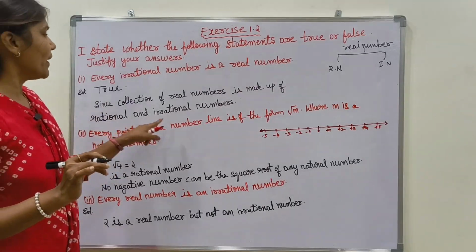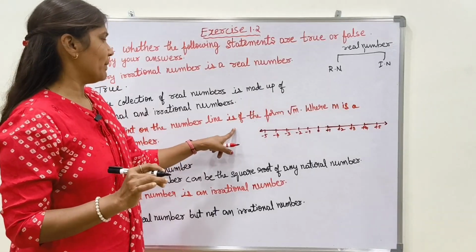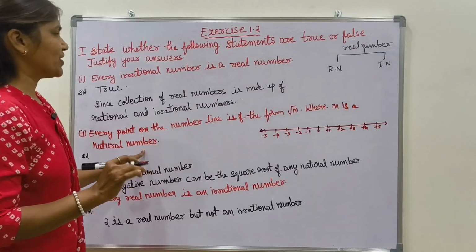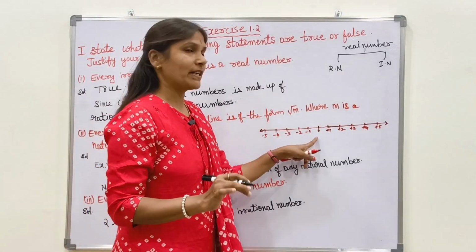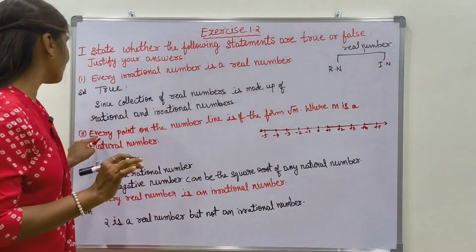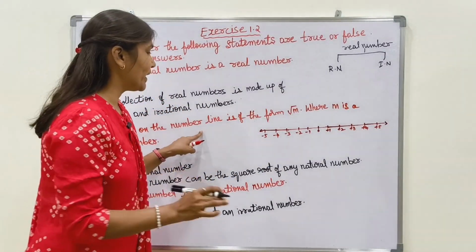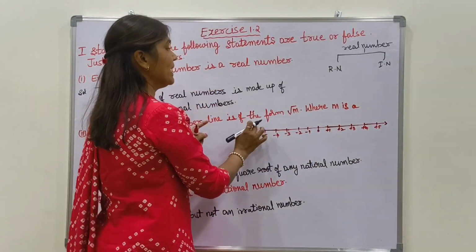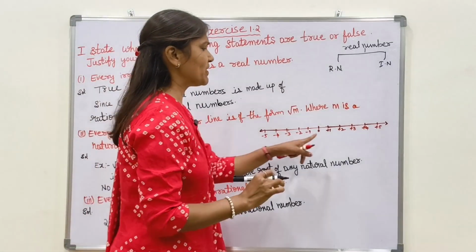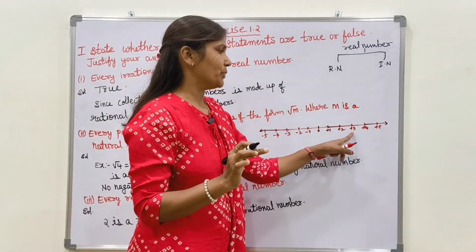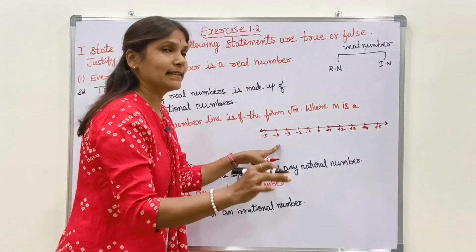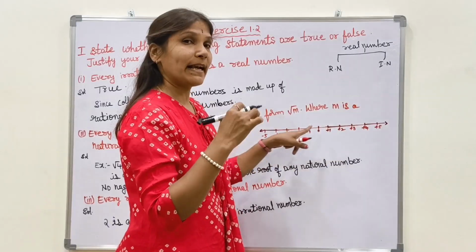See, every point on the number line is of the form root m, where m is a natural number. Number line means what? 0 is there, this side positive numbers, this side negative numbers. But what is the question asking? All points on the number line in the form of root m, where m is a natural number. Natural numbers start from 1: 1, 2, 3, 4, like that. But here negative numbers are also there. Number line means positive numbers and negative numbers.